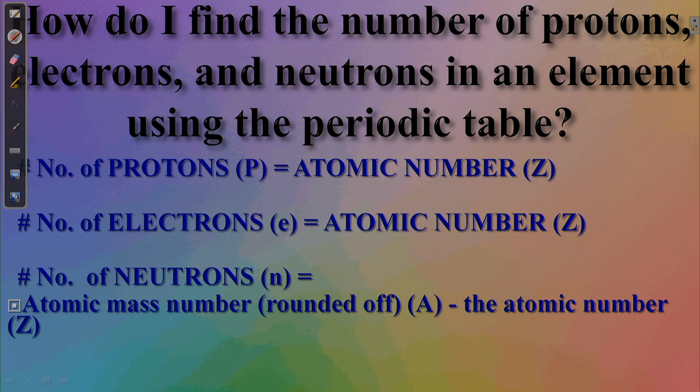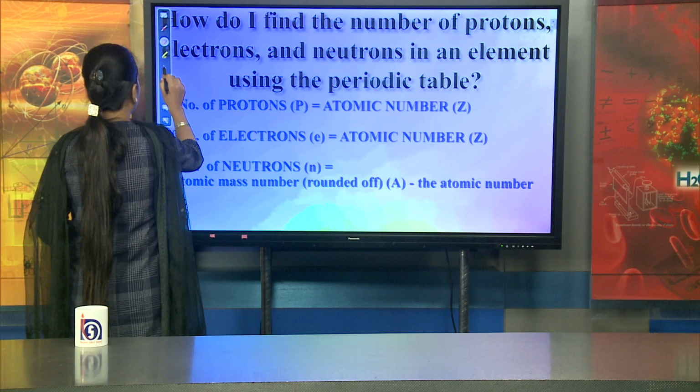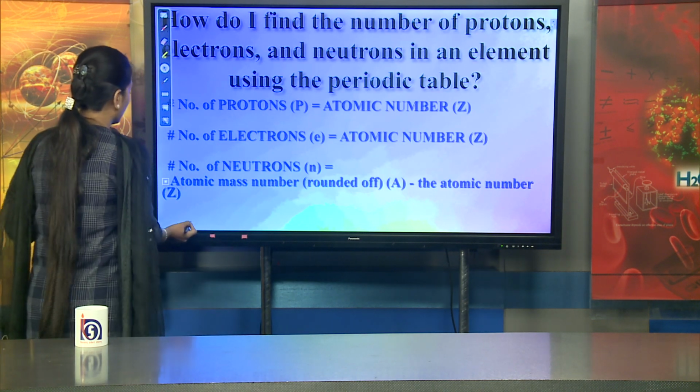So in this manner we can say that atomic number Z is equal to the total number of protons present in an element, which is also equal to the total number of electrons present in an element. Atomic weight or atomic mass is equal to the total number of protons plus neutrons. So this is how we can identify the total number of electrons, protons and neutrons in an element.